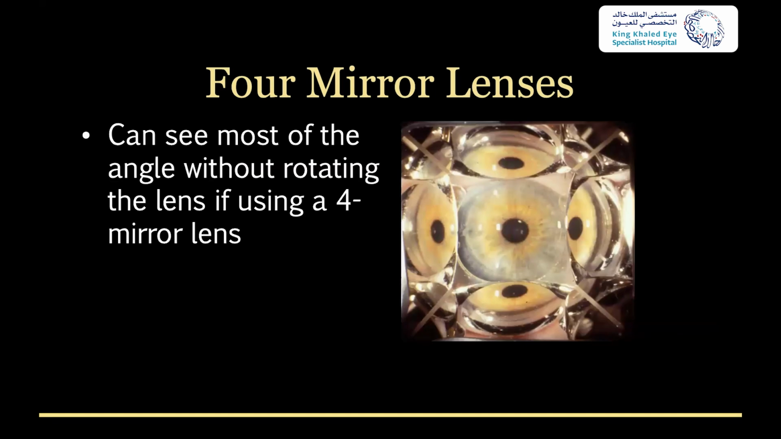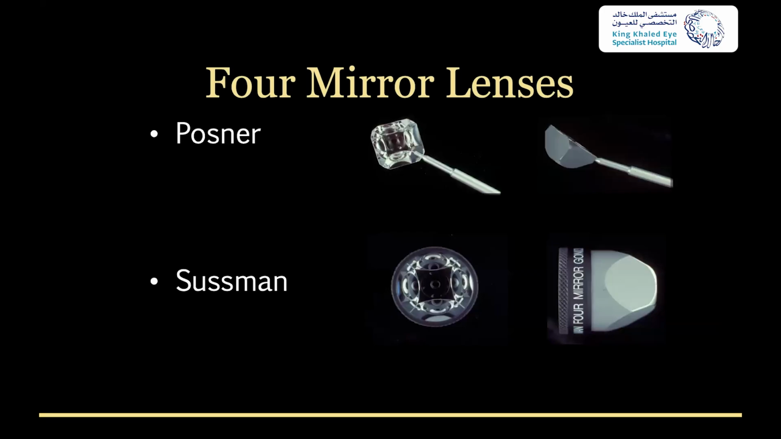Again, you can see most of the angle without rotating the lens. And there are two styles, Posner style and Sussman style. The Posner style has a handle. That's the lens that I prefer. The Sussman does not have a handle. One of my partners prefers the Sussman. I don't really have strong feelings. I think if you are not tall, if you're short, Sussman is harder to use just because you're farther away.